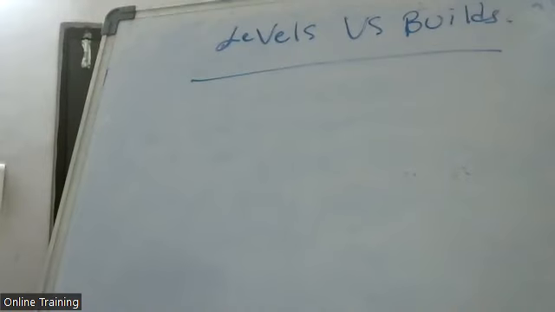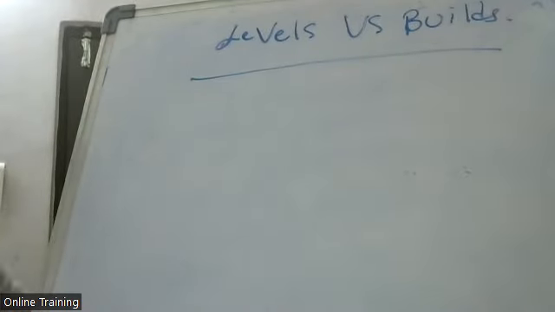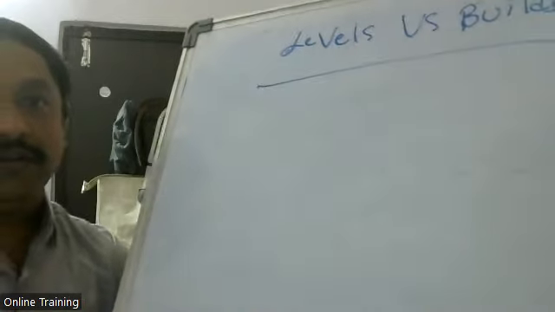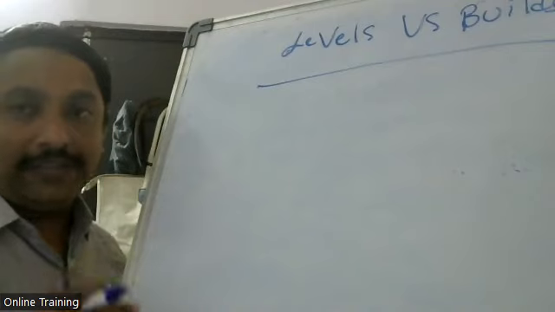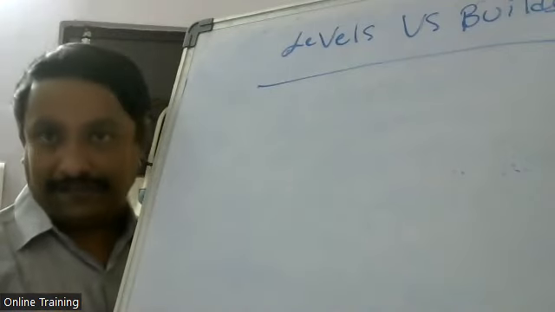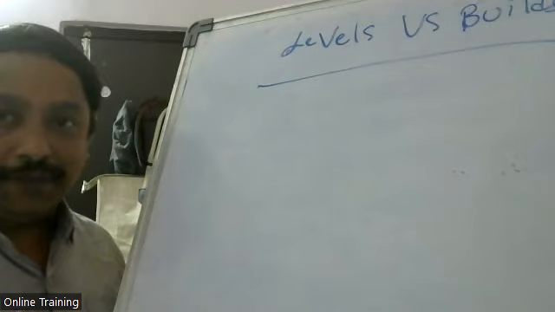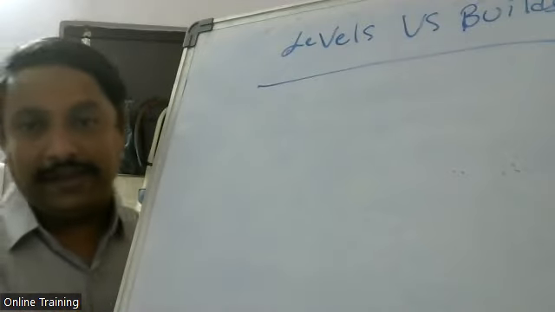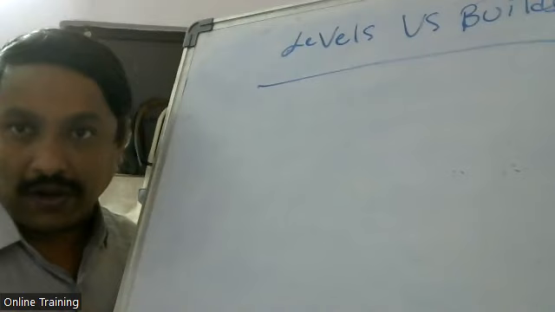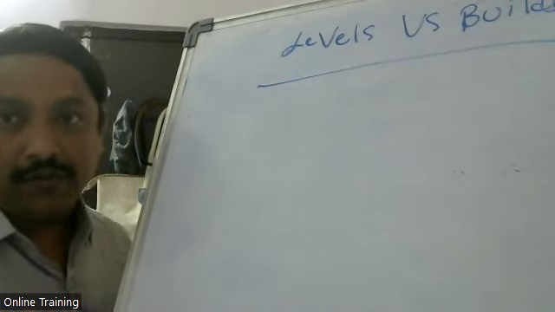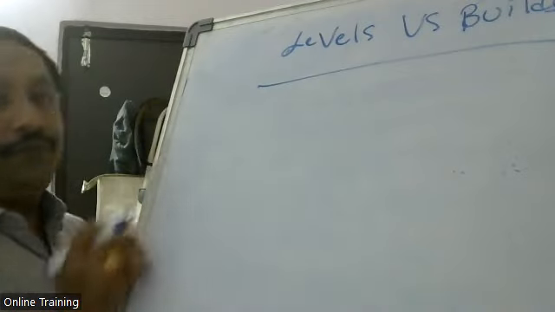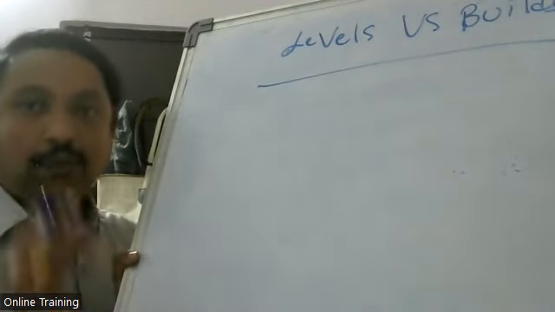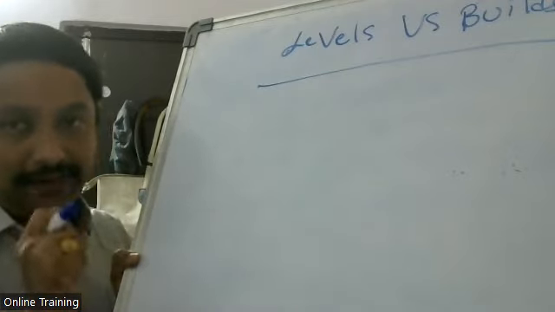Now, levels versus builds. At what level, what kind of testing are we going to do? We already discussed the difference between priority and severity. The importance of a defect with respect to the client is called priority, and the seriousness of a defect with respect to the test is called severity. Here there are 4 levels: level 0, level 1, level 2, level 3.